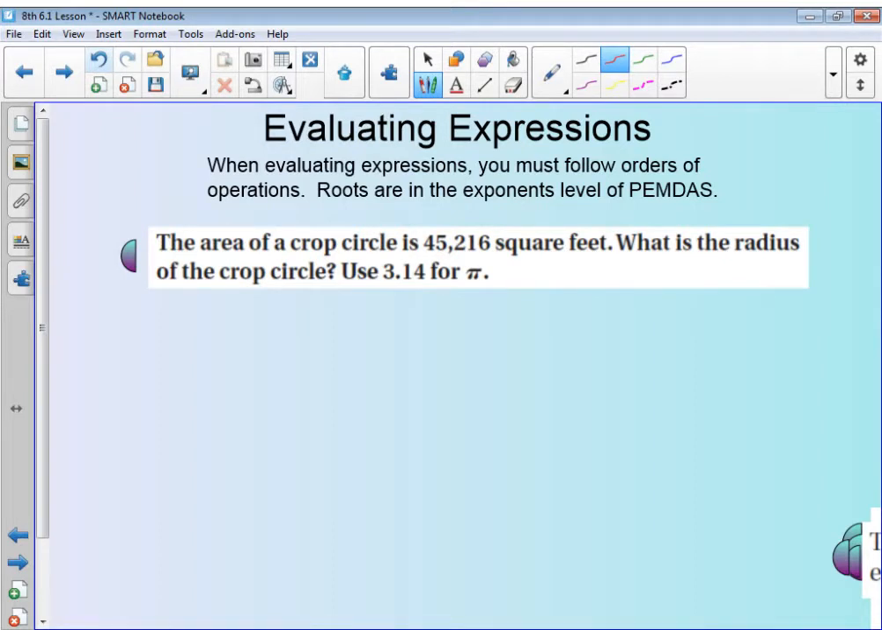So this time it says the area of the crop circle is 45,216 square feet. What is the radius of the crop circle? So to find your area, it's area equals pi r squared. So you're going to substitute in this where area is, this where your pi is, and then solve to get r by itself. Remember, you want to get it to just be r, not r squared. So you're going to have to do that square root in your final step. So go ahead, pause your video and work through this one.